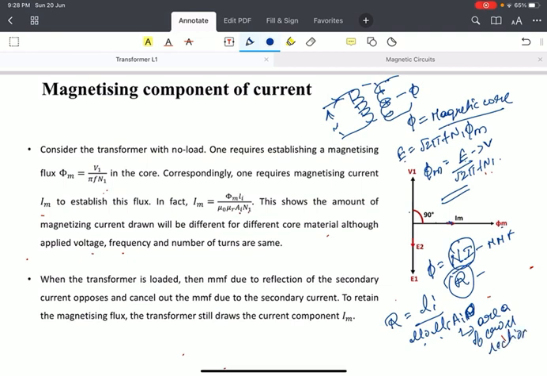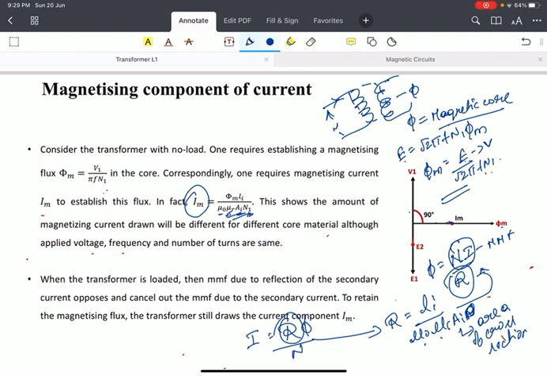Substituting this in the above equation, deriving for I, I is equal to reluctance R into phi divided by N. Substituting for R, the magnetizing current Im is equal to phi m into Li divided by mu naught mu R into Ai into N1. So this magnetizing current depends on the number of turns, the area of cross section, and the permeability of the material, where mu R is the permeability of the material. So the magnetizing current required to establish the flux will vary with the magnetic material used in the transformer core.